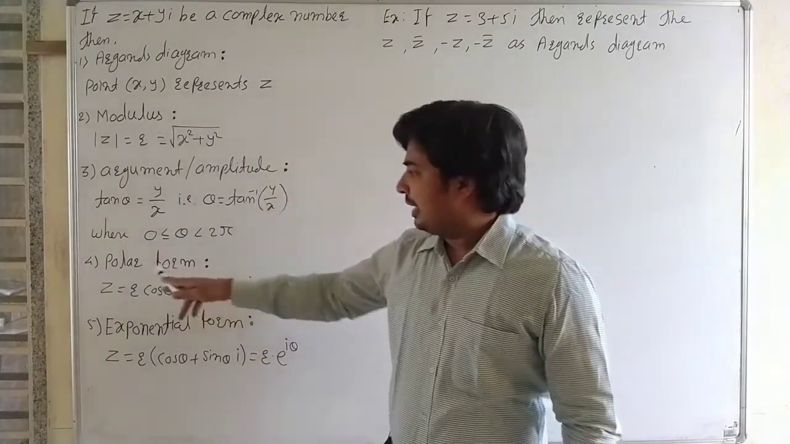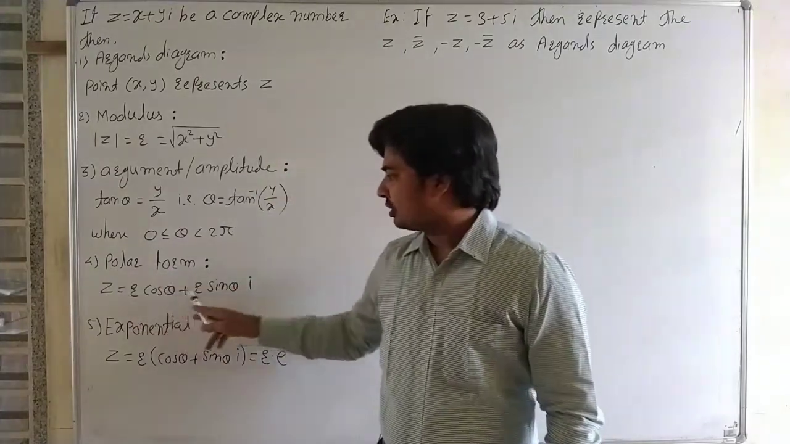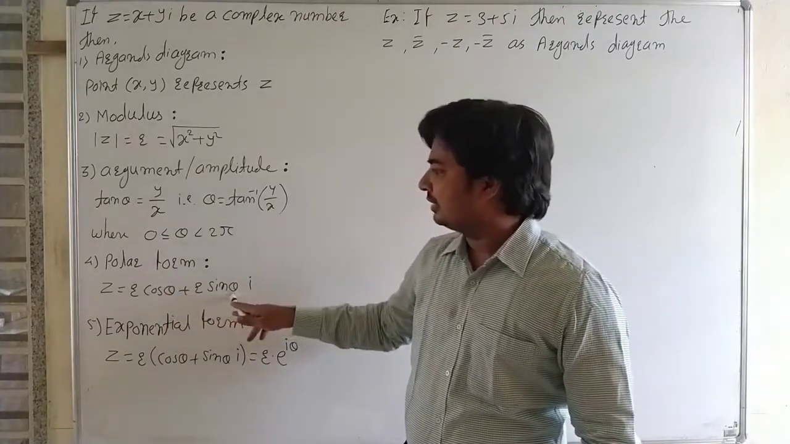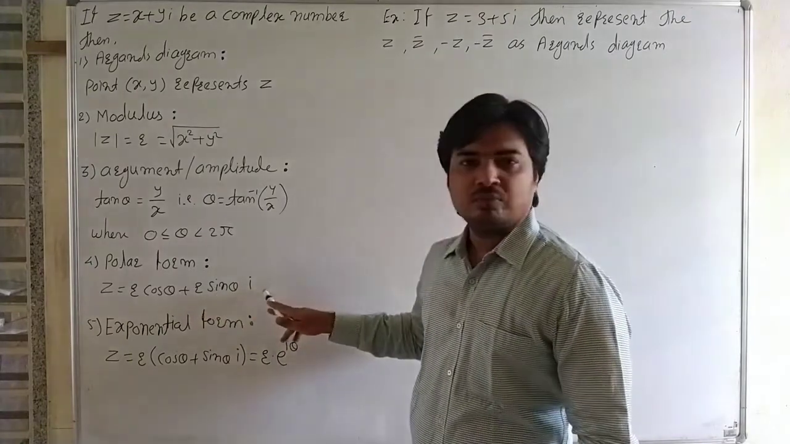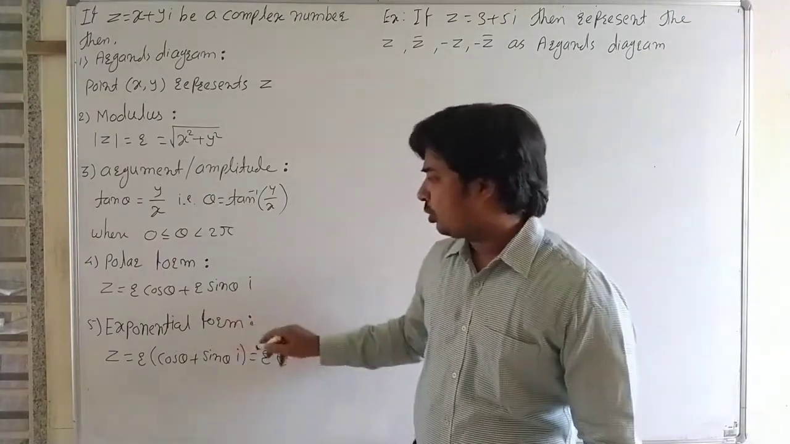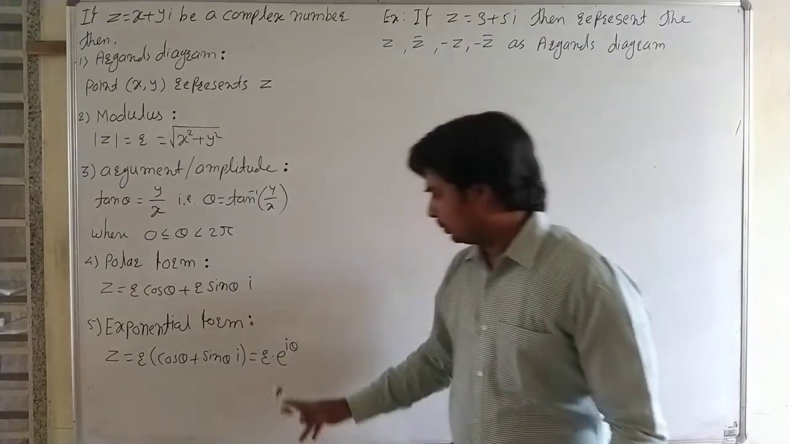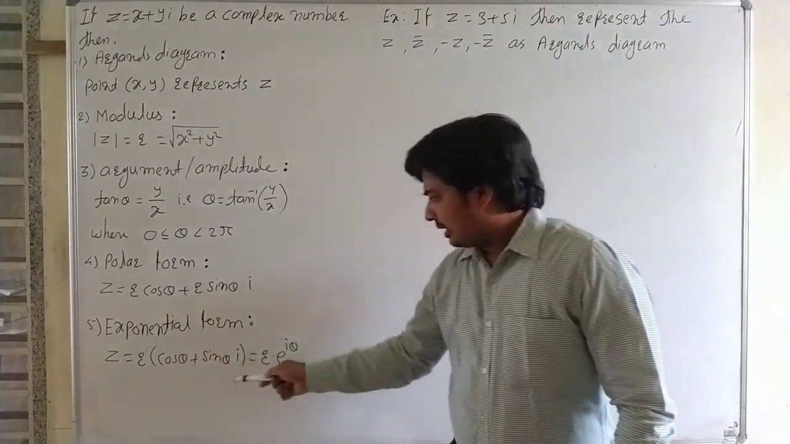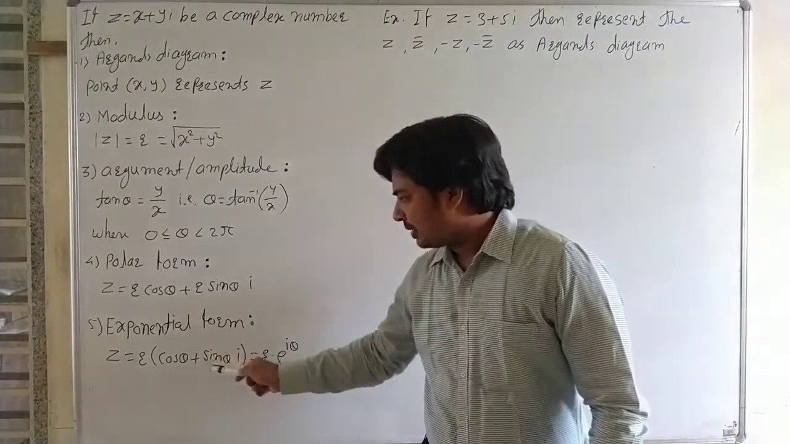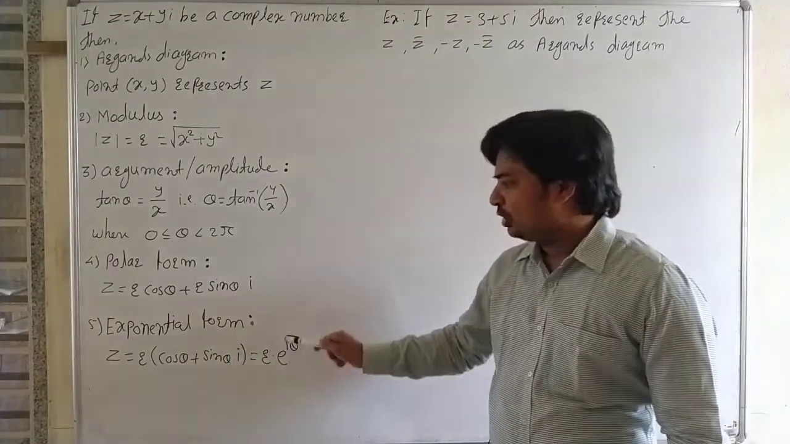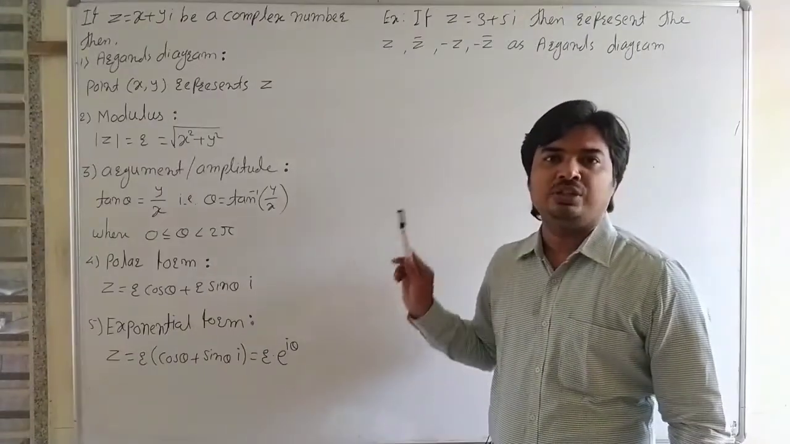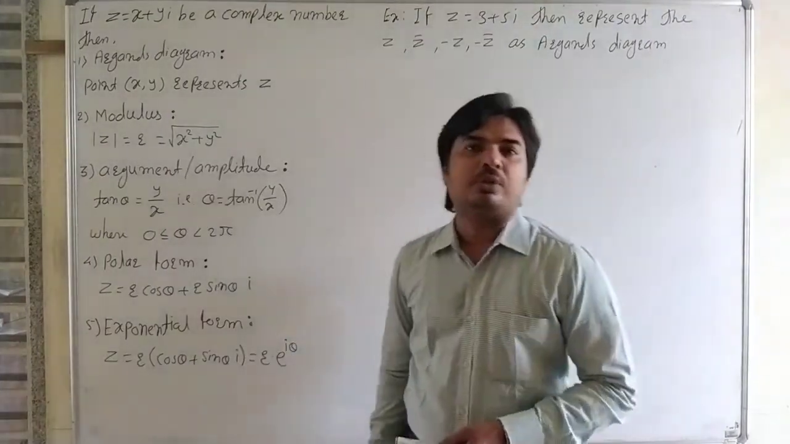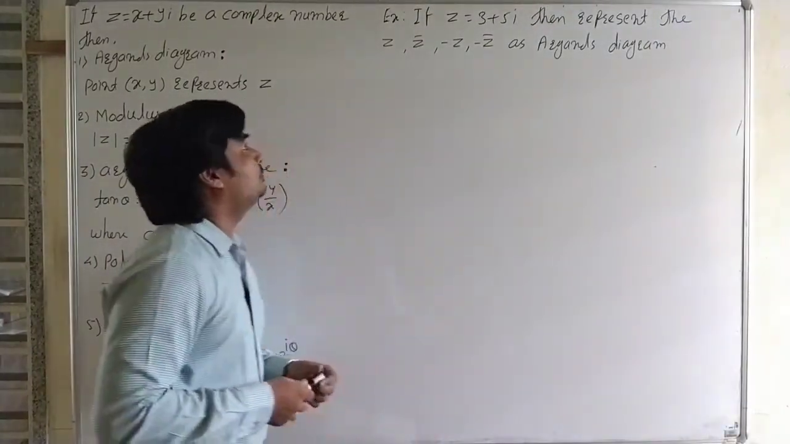In polar form, z is equal to r cos theta plus r sin theta i, where x is equal to r cos theta and y is equal to r sin theta. And the exponential form of a complex number is z is equal to r into e to the power i theta. From the exponential series, cos theta plus i sin theta represents e to the power i theta. So r into e to the power i theta is the exponential form of the complex number. Now we see the example.